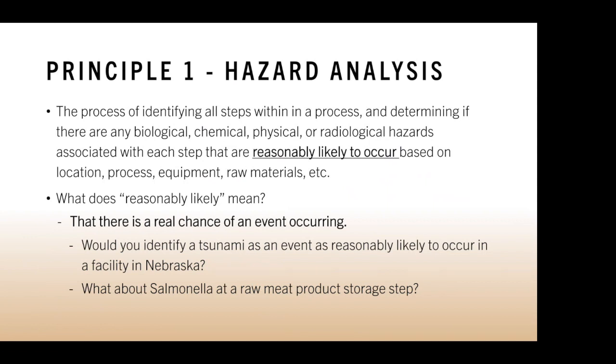Note, if a hazard is identified as reasonably likely to occur in a process, then a CCP must be identified at that step or at subsequent steps to control that hazard. We will talk about CCPs more in depth later on. You can utilize plant history or use support like the 2018 Meat and Poultry Hazards Guide to help determine if something is reasonably likely to occur or not.